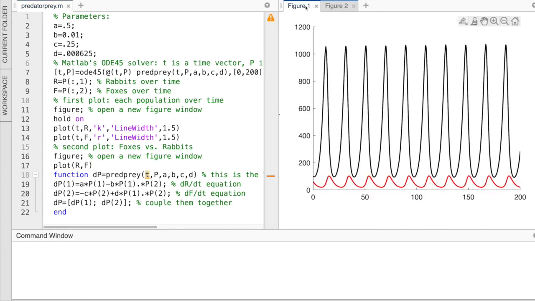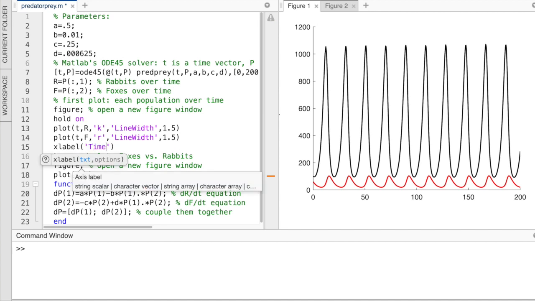Let's start with figure 1. Okay, figure 1 that we're looking at right now was the population of rabbits and foxes both plotted over time. To make that clear, let me do X label is time, and I don't really have a unit for time here. Let's just say months. This is a continual model, but we'll say this is after 200 months have gone by or something like that.